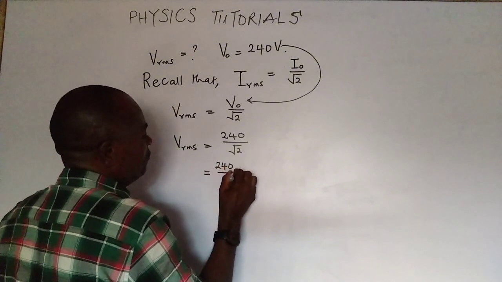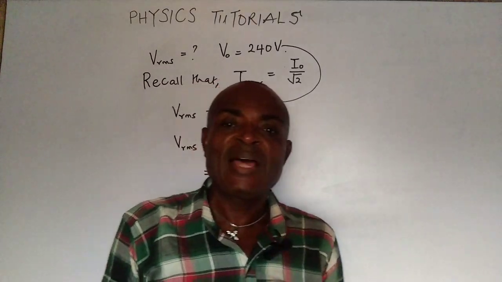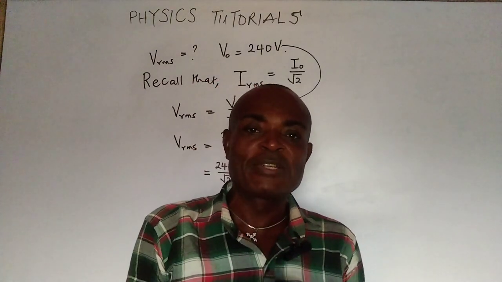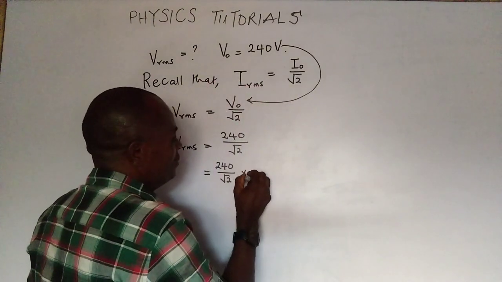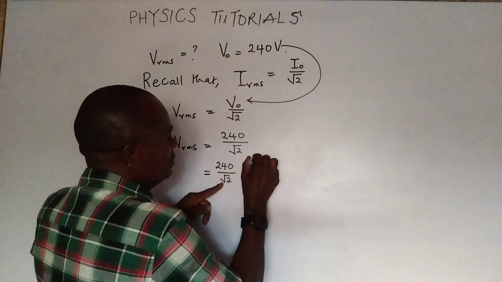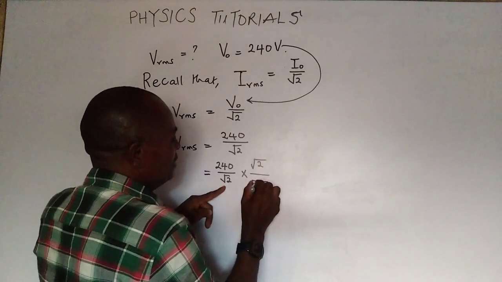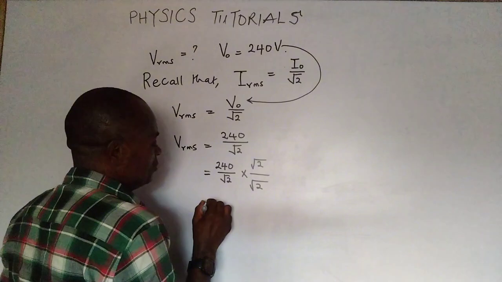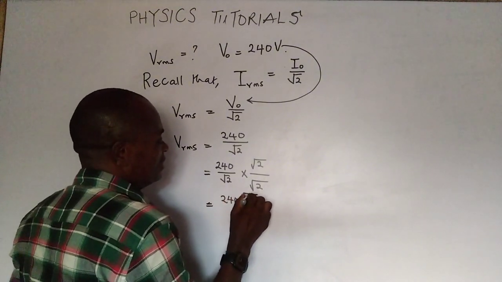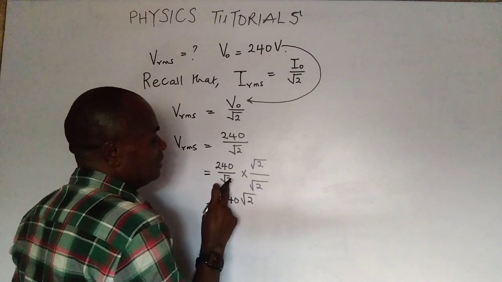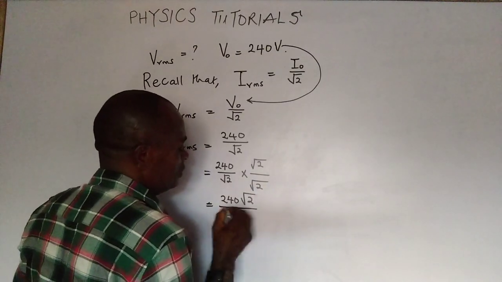So 240 divided by square root of 2. To rationalize, we multiply the numerator and the denominator by square root of 2. So what that means is that you take the denominator, multiply it by the numerator, and then you also multiply it by the denominator. So if you do this, what you're going to have will be 240 times square root of 2. Then the denominator, square root of 2 times square root of 2, that's going to give you 2.